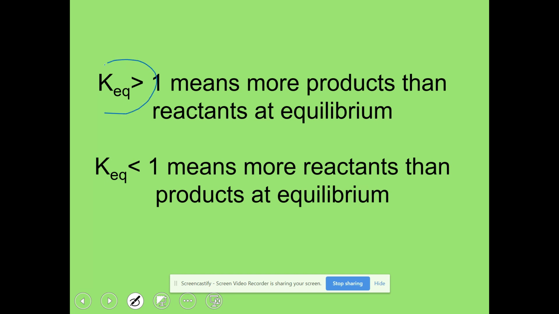And the K value then is going to be big. It's going to be bigger than 1. I've seen K values that are in the hundreds, okay?